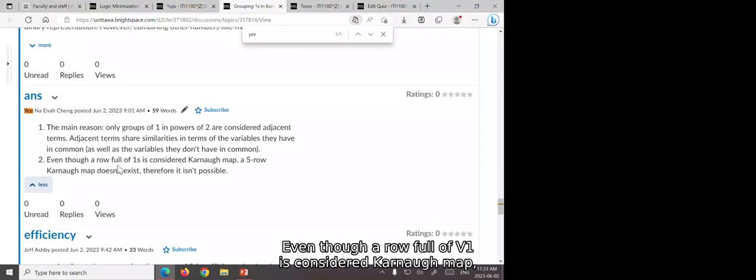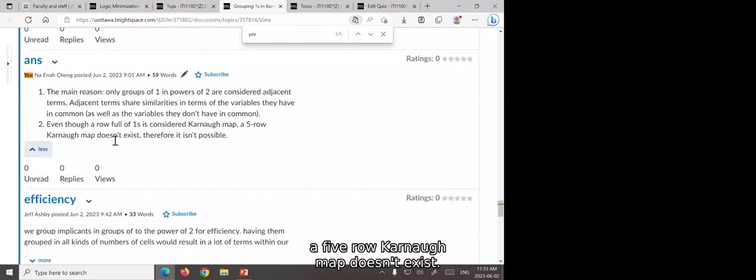Even though a row full of ones is considered in a Karnaugh map, a 5-row Karnaugh map doesn't exist. Therefore, it is impossible. Maybe if we have a bigger Karnaugh map with 3 rows of ones, they don't combine together. They are not good. So we just use 2 rows, and each one, for example, 4 elements, which is 8. Very good, Ina.